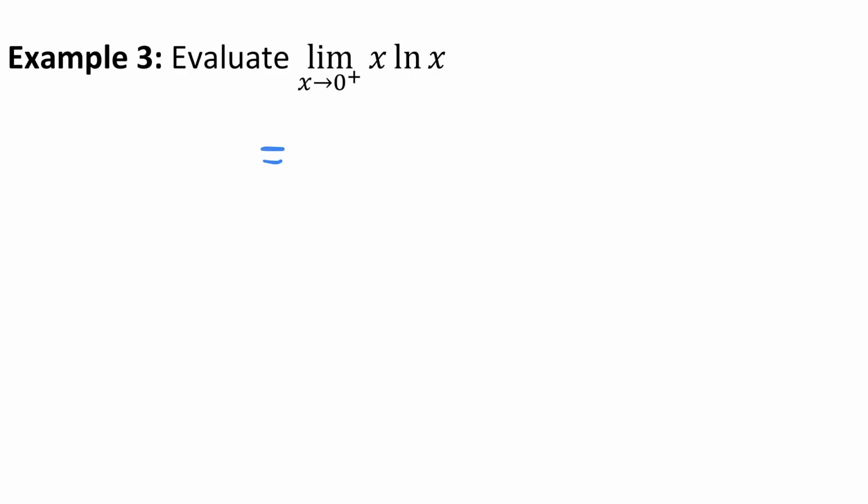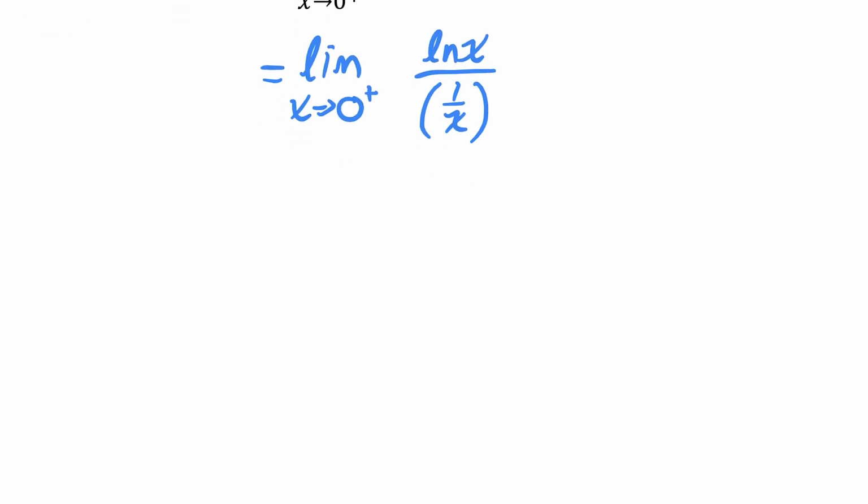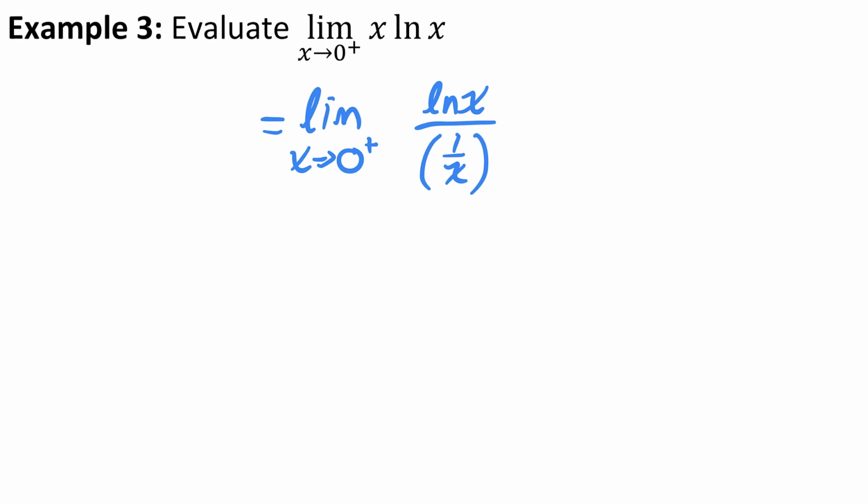I'm going to rewrite this as the limit as x goes to 0 from the right of ln x divided by 1 over x. That's equivalent to x times ln x. I'm just writing it as a quotient. Now if I look at the limit of each of these functions, the limit of ln x as x approaches 0 from the right, we already established that that's going to be negative infinity. But what happens to 1 over x as x approaches 0 from the right?